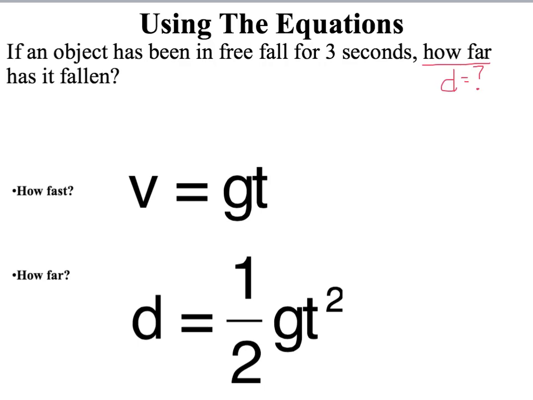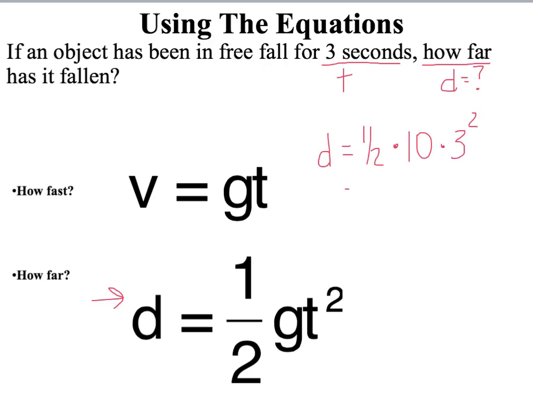When it says that the object has been in free fall for 3 seconds, that's a time. And now we can work right with this one. So we don't know the distance, so I'll leave that as d. 1/2 times 10 is little g times 3 squared. And it's only that 3 that's going to be squared. Let's work out some of these numbers.